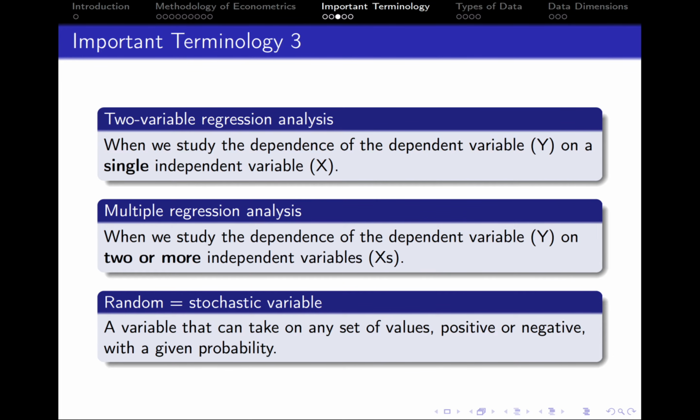And there is a general term in econometrics, random variable or stochastic variable. And according to the definition, this is a variable that can take on any set of values, positive or negative, with a given probability. We will use this term quite a lot, and for now I don't want to focus too much on it, because we will revise the probability theory within the next few classes, and we will come back to random variable a lot of times. So for now, let's keep it this way. This is the variable that can take any set of values, positive or negative, with a given probability.